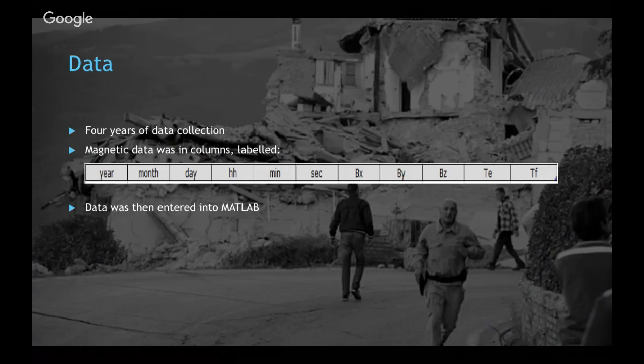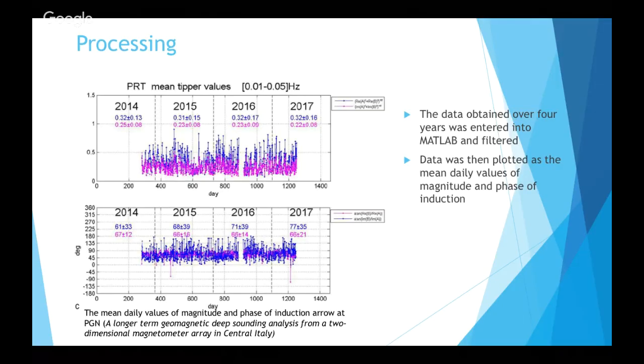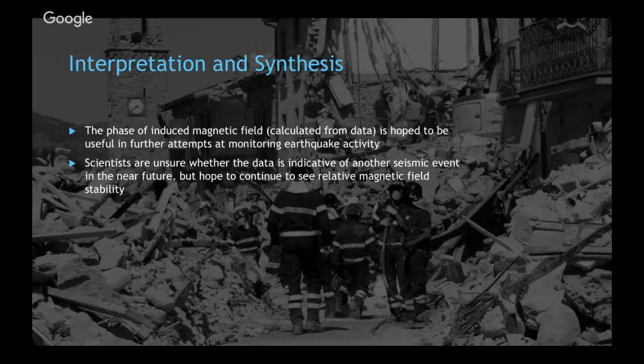From the data they gathered over the 4 years, they formatted it into a table, showing when the measurement was taken. They were looking at the magnetic fields in each direction, as you can see, Vx, Vy, and Vz. They then used MATLAB to process all of their data. They used the phase of the induced magnetic field calculated from MATLAB, and they hope that in the future they'll be able to use this in monitoring the earthquake activity of the area.